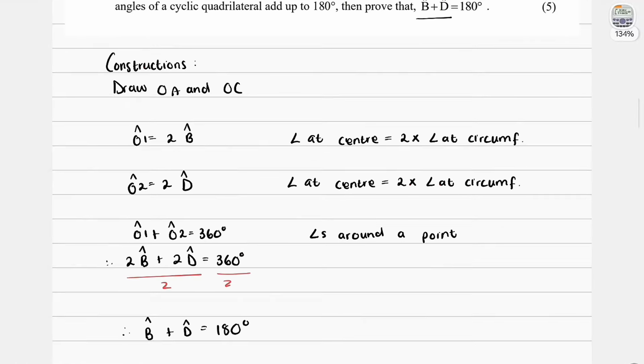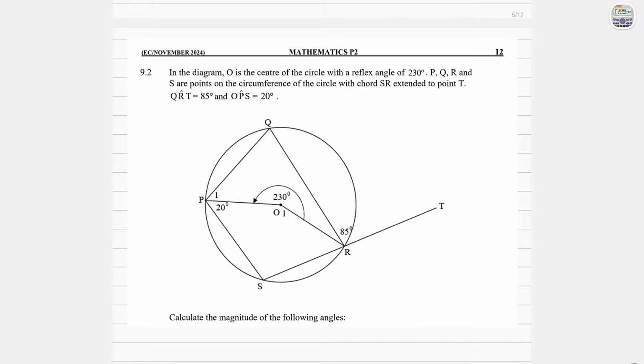Moving on to the next question. Question 9.2 says, in the diagram below, O is the center of the circle with a reflex angle of 230 degrees. P, Q, R, and S are points on the circumference of the circle with chord SR extended to point T. And then they tell us that QRT is 85 degrees and OPS is 20 degrees. So this angle over here.